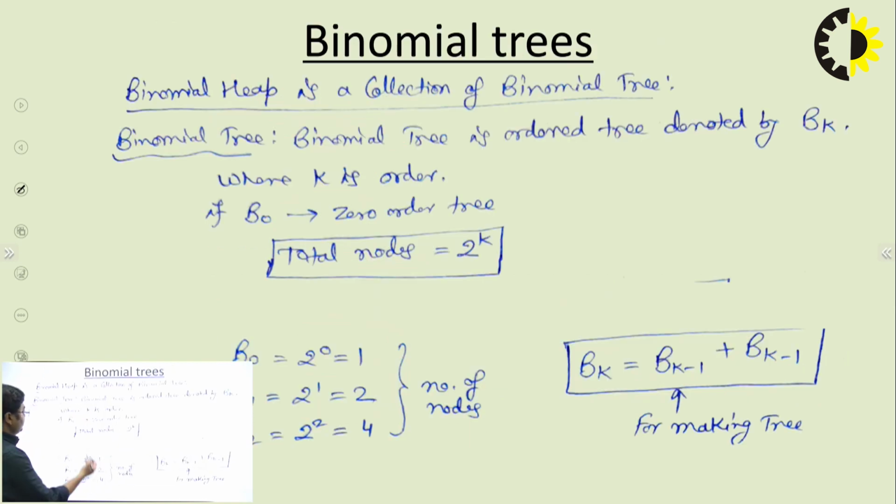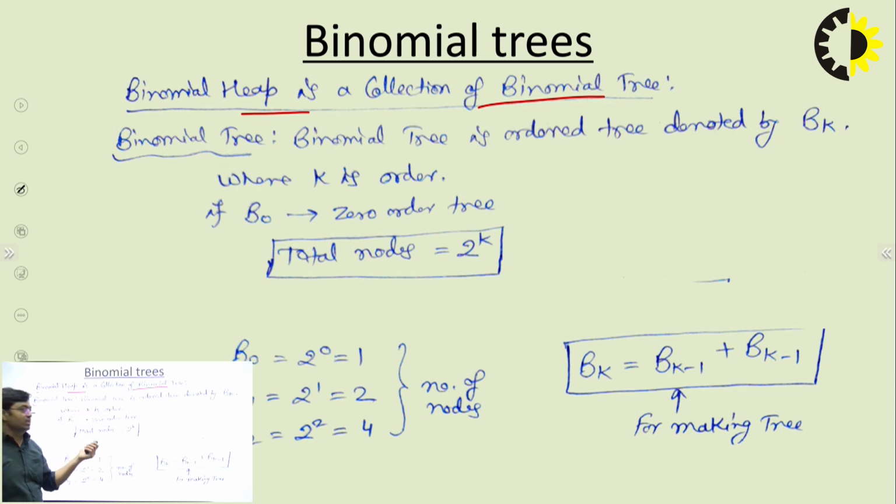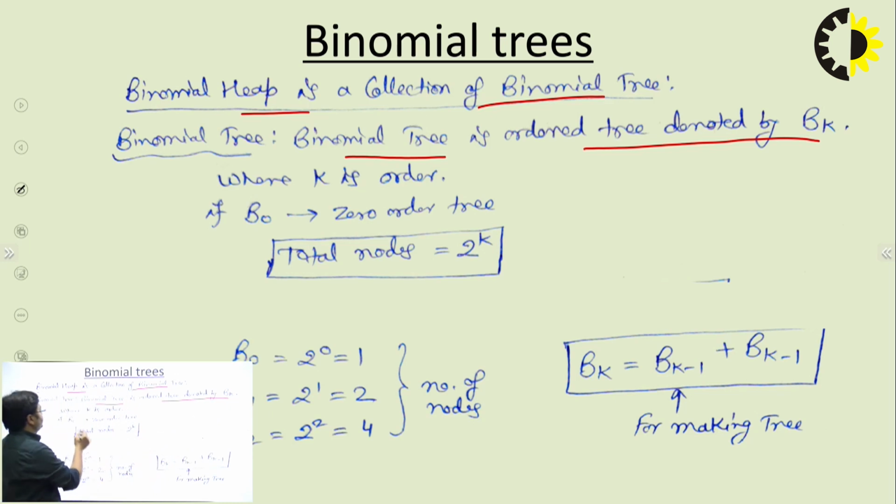Again, coming to the in-depth discussion, the binomial heap is a collection of binomial trees, which we have discussed. The binomial heap is the collection of various binomial trees. We are exploring the binomial tree again. A binomial tree is an ordered tree denoted by Bk, where k is the order, and B0 is the zero-order tree.